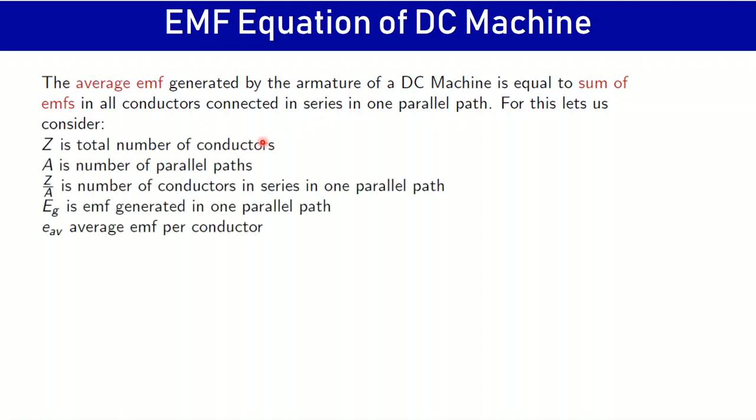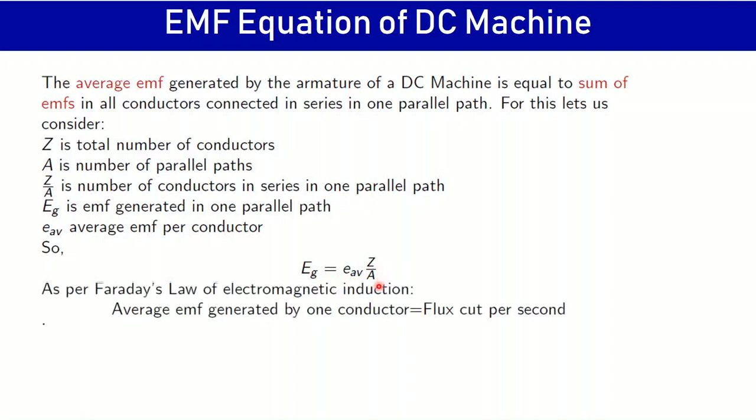So let us consider that Z is the total number of conductors in the winding, and A is the number of parallel paths obtained from the various series and parallel connections. So Z by A is the number of conductors in series in one parallel path. So if Eg is the EMF generated in one parallel path and E average is the EMF per conductor, we see that the EMF generated in one parallel path will be E average into Z by A.